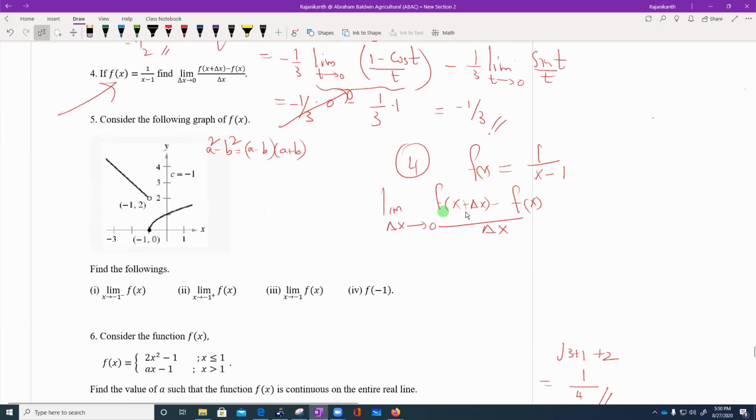Then how do you find f of x plus delta x? If you compare these two, in place of x, here you have x plus delta x. That means to get f of x plus delta x, simply take the function f of x and replace x by x plus delta x. So simply replace x by x plus delta x in the f of x function to get f of x plus delta x.